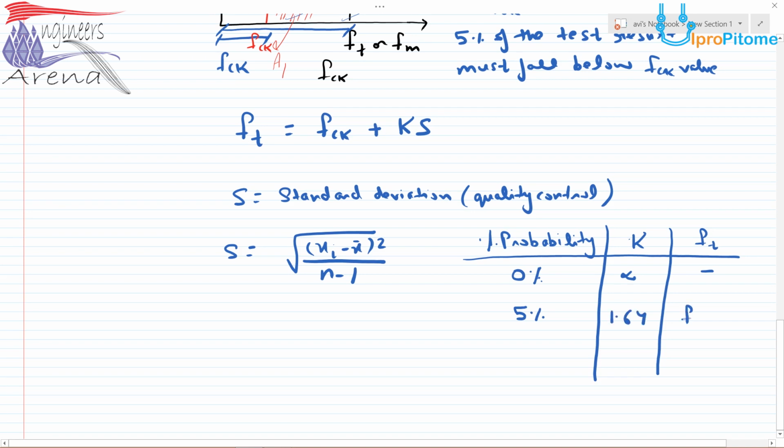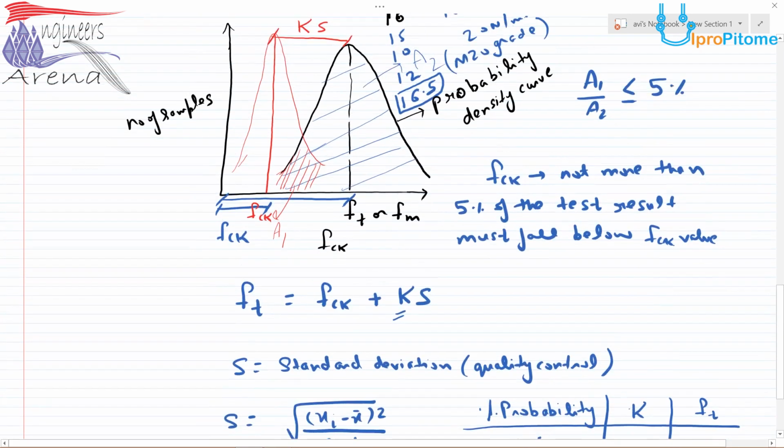If we take percentage probability as 5%, k is equal to 1.64. What will ft be? ft will be equal to fck plus 1.64 into s. I'm writing this downwards. And if percentage probability is 50%, the value of k is 0, and ft will be equal to fck.